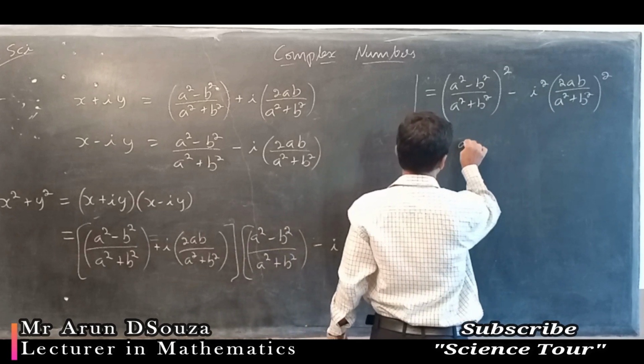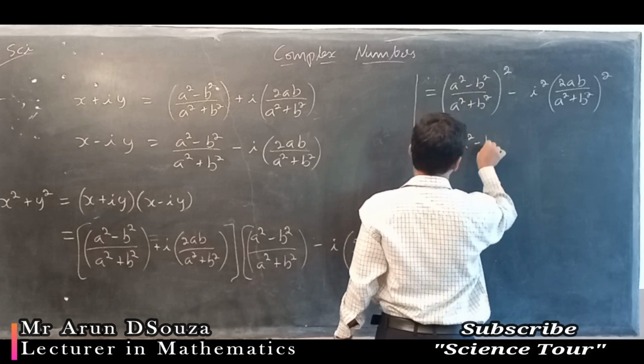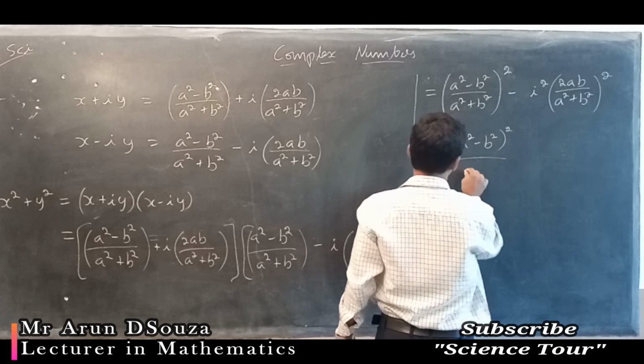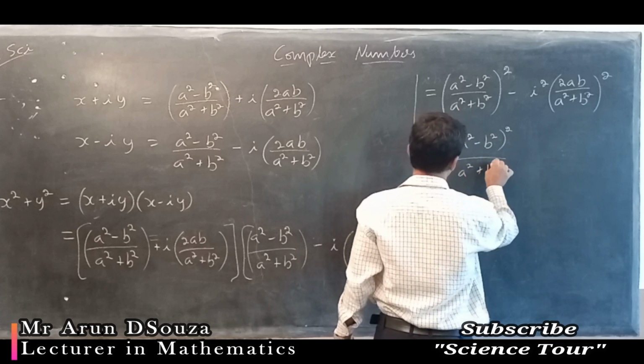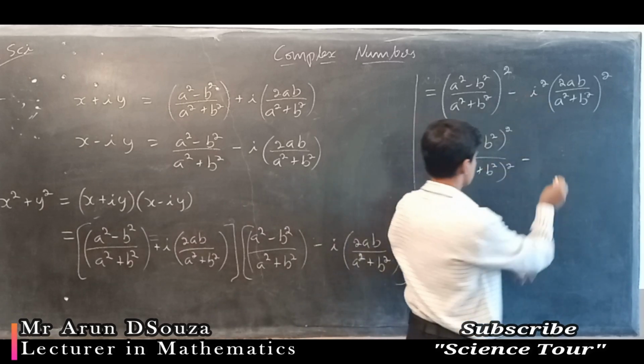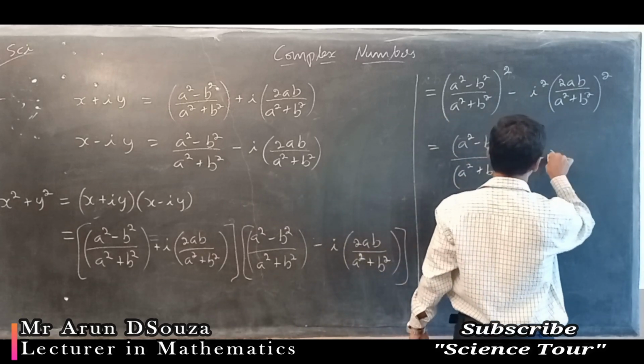Okay, so this is a square minus b square divided by a square plus b square minus i square is -1.